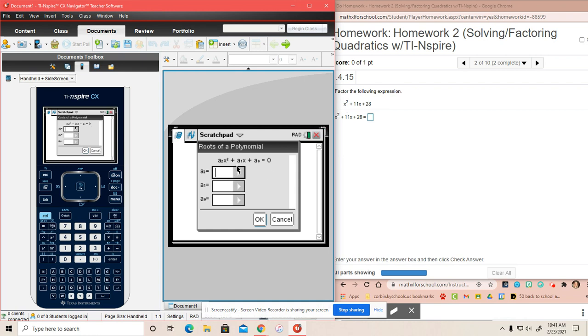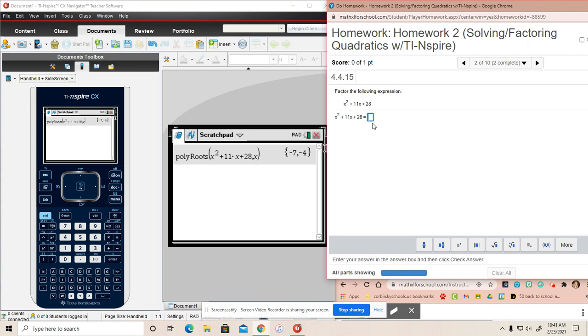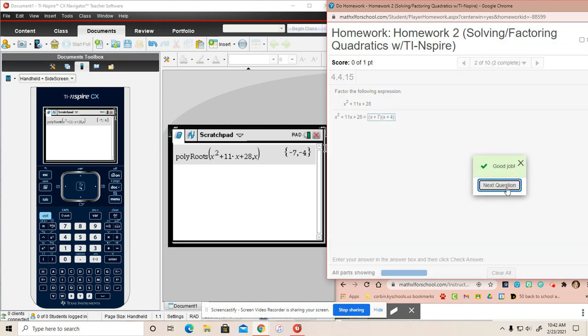So the first coefficient is 1. The second coefficient is 11, and then we have 28 as our constant. So you hit OK. It puts your problem in there, and you hit Enter. And so your two solutions are -7 and -4. So if we're turning those into factors, that would be x plus 7 and x plus 4. Okay.